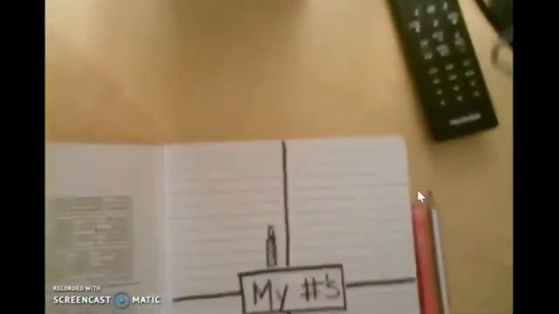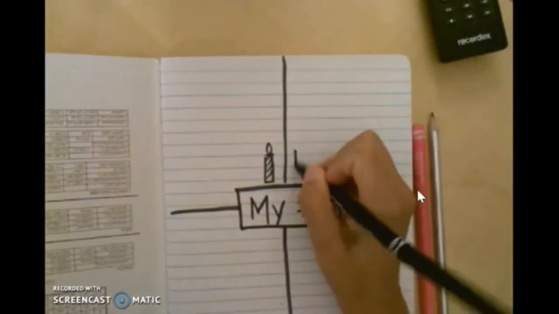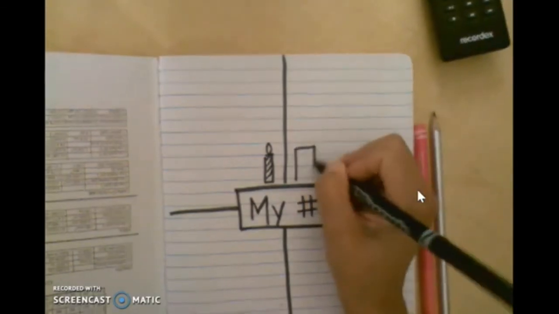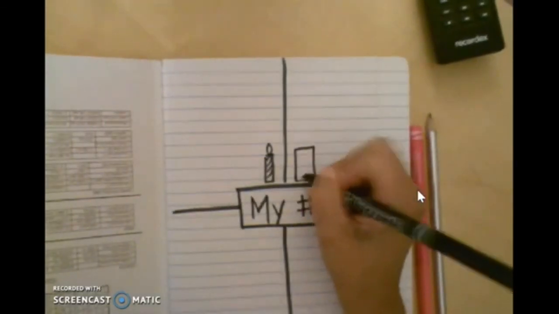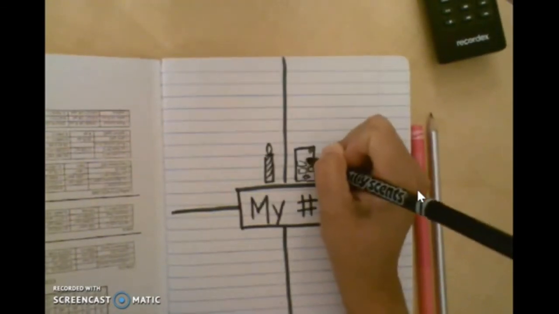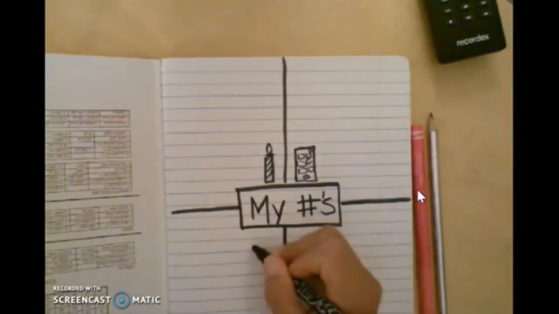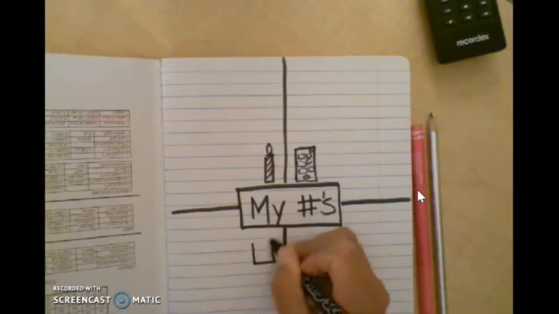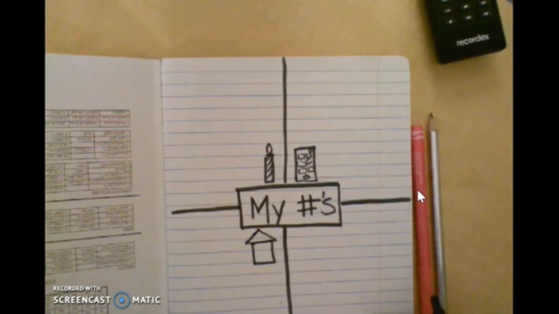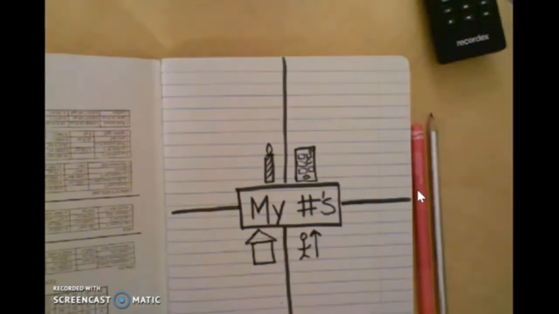I got a new camera, trying to figure it out. Then you're going to draw in this box a cell phone. I'm just going to draw a speaker button, maybe the camera up here and some apps. However you want to make a cell phone. You're going to draw a simple house, a square and a triangle. And then in the bottom right one, you're going to draw a stick figure with an arrow going up.